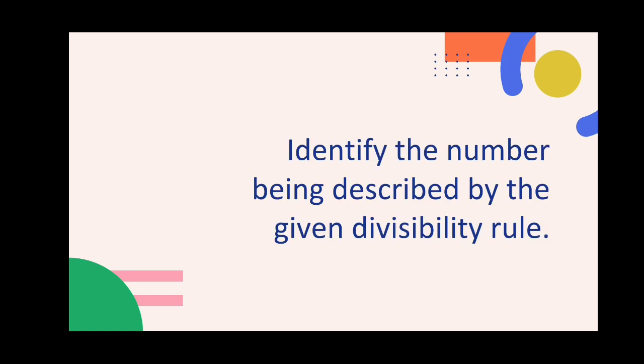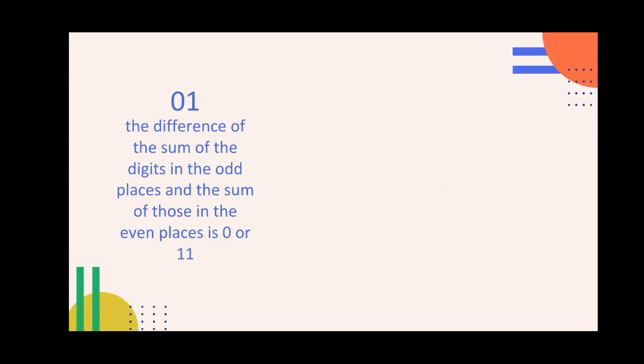Now let's have some activities para ma-check natin kung may natutunan ba kayo. I want you to get a piece of paper and a pen. First activity, identify the number being described by the given divisibility rule. I will give you 5 seconds to answer each number. Number 1, the difference of the sum of the digits in the odd places and the sum of those in the even places is 0 or 11.